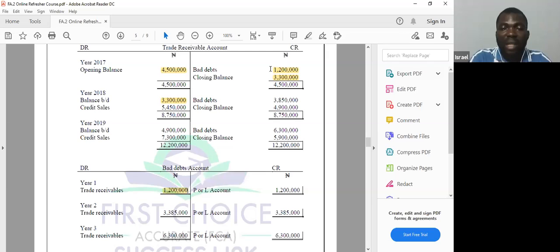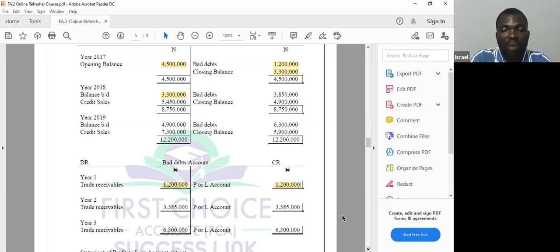Then we look at your bad debt. For the bad debt for year one, which is 2017, we have the trade receivables, the second leg for the bad debt. We have the bad debt under the credit side of the trade receivables account, and we have it on the debit side in the bad debt account. If you want to balance it at the end of the year, you now transfer the figure to the profit or loss account.